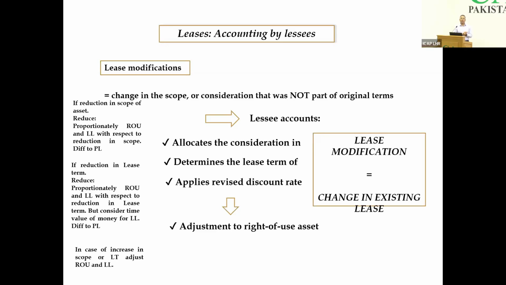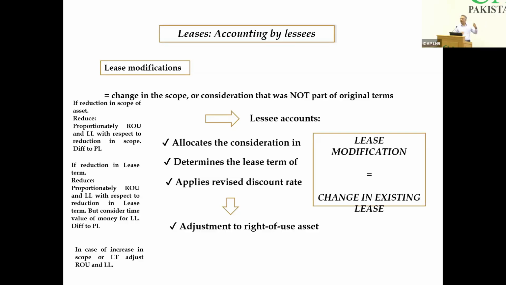Then, if there is a reduction in lease term, let's say it was a 10-year lease, and after 2 years you reduce it to a 7-year lease. So after 2 years, previously there were 8 years remaining, and now there are only 5 years. So there is a reduction in the lease term. In this scenario, you will also reduce the carrying value of the right of use proportionately. How many years have been deducted from the lease term? 3 years. Previously it was a 10-year lease, now it's a 7-year lease. What you will do is proportionally reduce the carrying value of right of use.